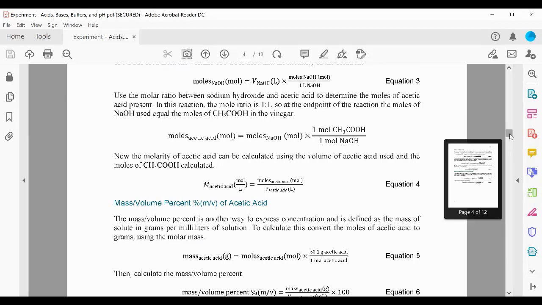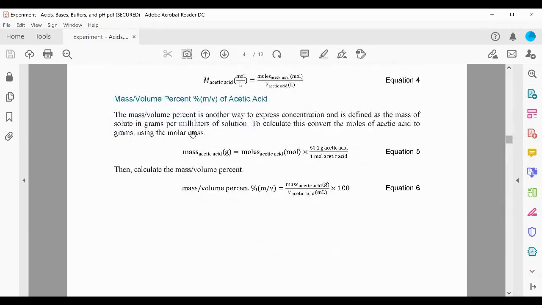and that's how you are going to calculate the molarity. And then the last part of the report is to calculate the mass volume percent of acetic acid. And that is also very simple. What is the formula? The formula is given here: the grams of acetic acid divided by the volume of acetic acid times 100. And the mass, if we know the moles, we only have to multiply by the molar mass. So that is simple. This quick overview, any questions on this quick overview?